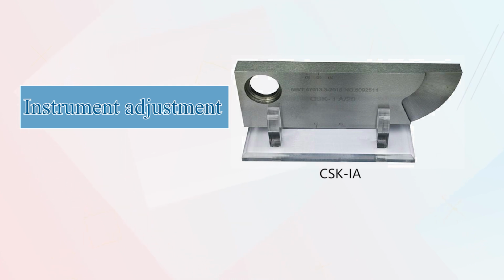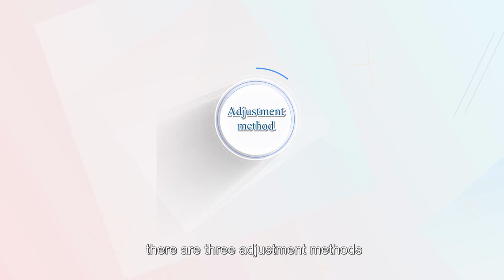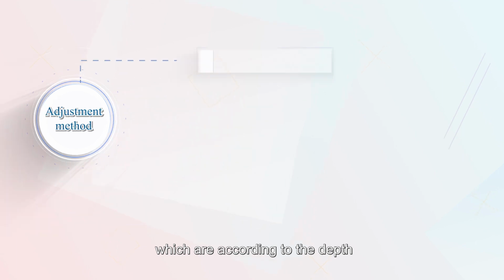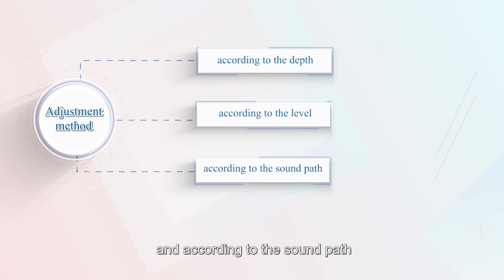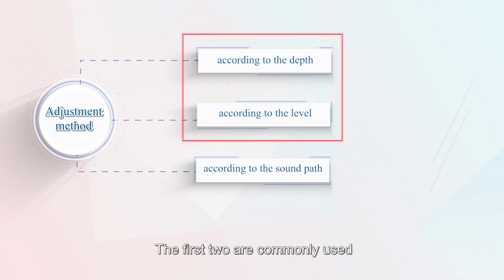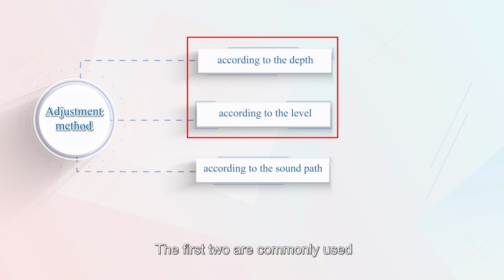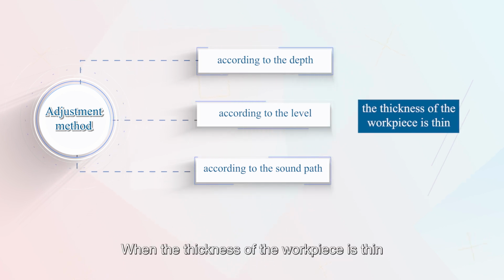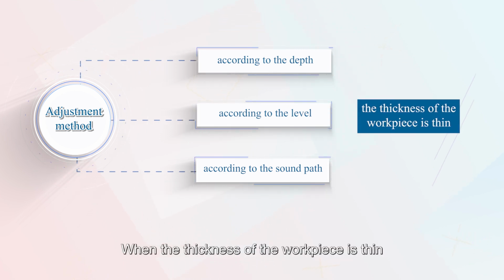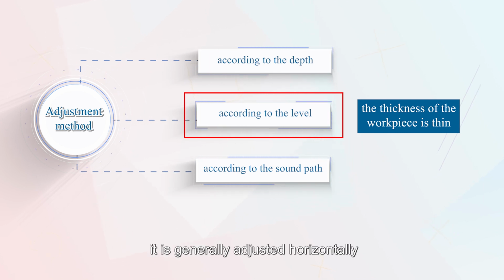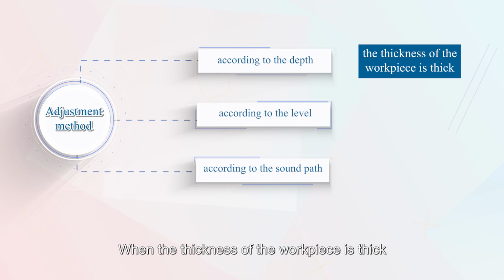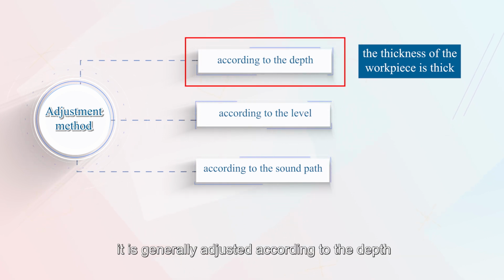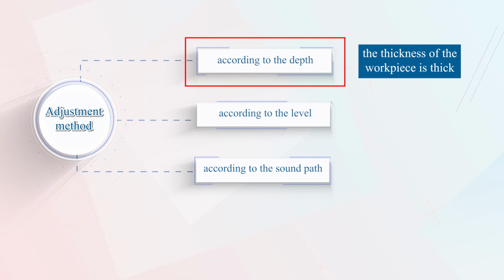Theoretically speaking, there are 3 adjustment methods for the baseline for the instrument, which are according to the depth, according to the level, and according to the sound path. The first 2 are commonly used. When the thickness of the workpiece is thin, it is generally adjusted horizontally. When the thickness of the workpiece is thick, it is generally adjusted according to the depth.